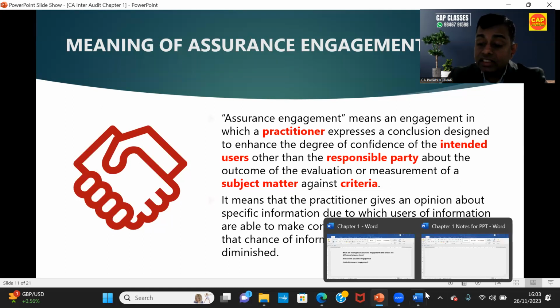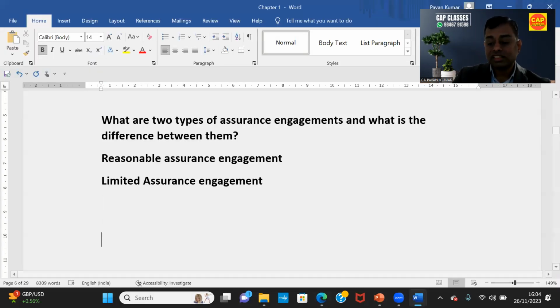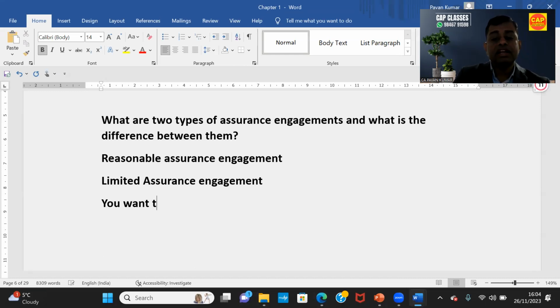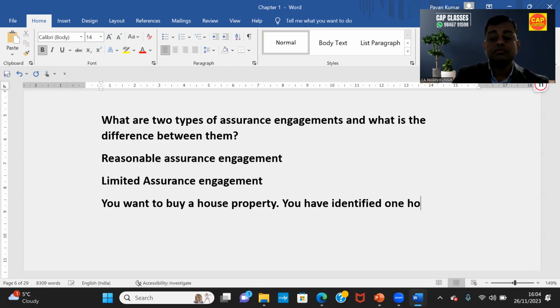If you look at ACCA books, there is one excellent example. I'll give you one excellent example here. You want to buy a house property. You have identified one house. Before buying it, what precautions do you take?